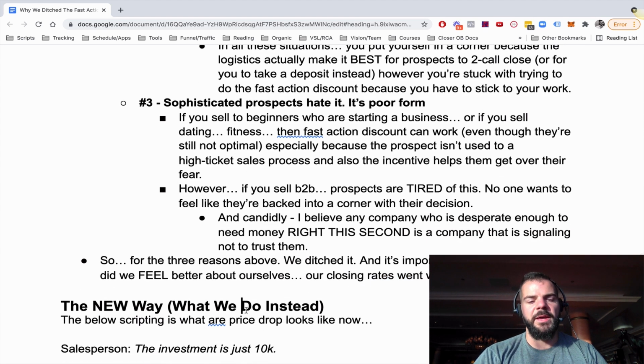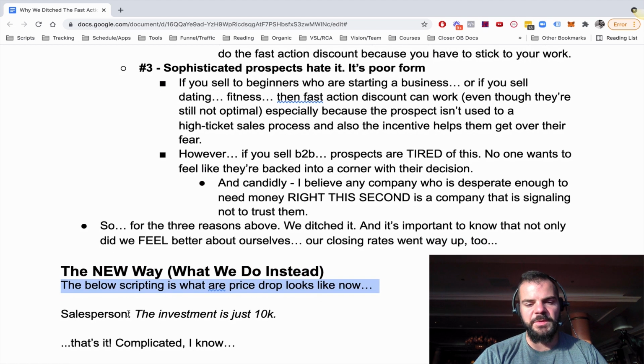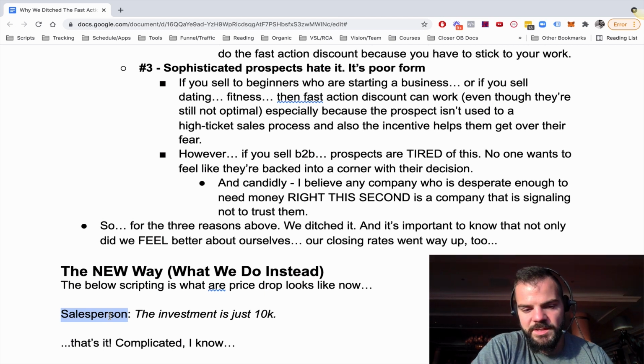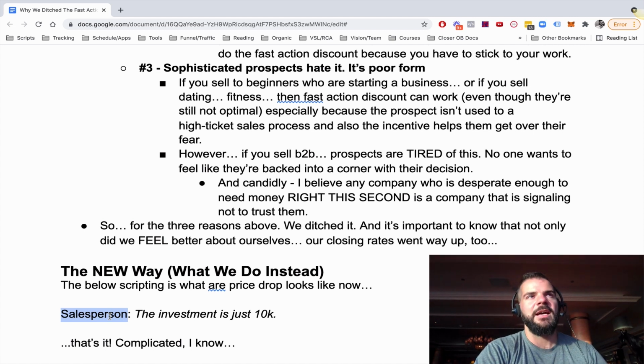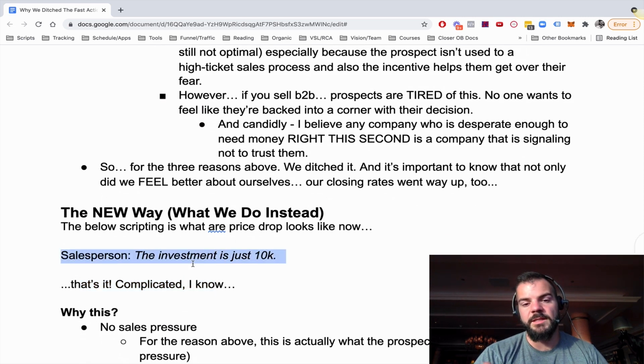So what is a new way? Well, this will be a little anticlimactic because it's so simple. But the new way looks something like this. We just say, the investment is just 10K. Super complicated, I know. If we want to embellish it a little bit, we might say the investment to get your business to 20K a month, ultimately 240K a year, is just 10K. Right, if those were the goals that they gave us. So I know that was so complex, but that's part of the reason I like it, the simplicity of it.